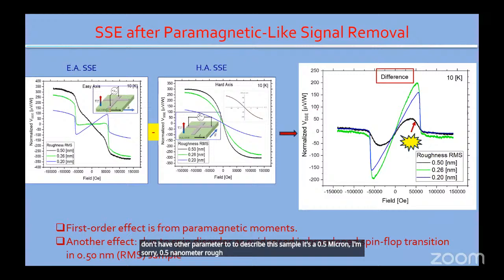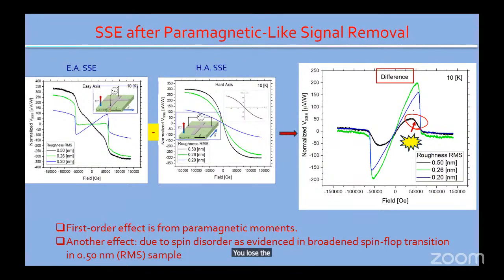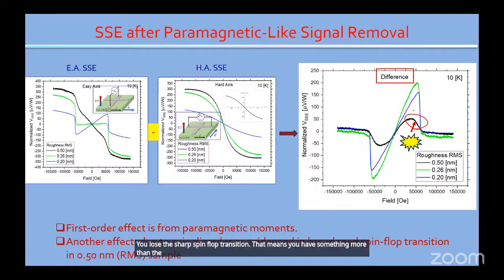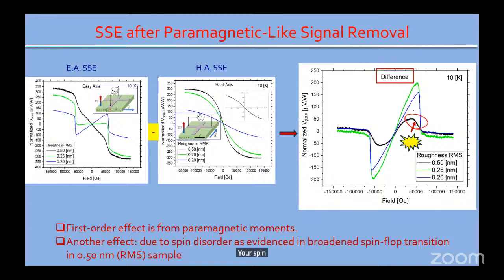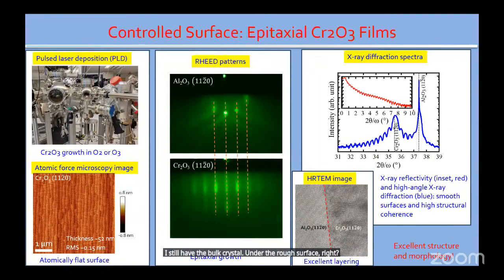So you see this one, what is strange about this, you lose the sharp spin flop transition. That means you have something more than the addition of the paramagnetic contribution, right? Your spin flop transition now is broadened. But on the other hand, I still have the bulk crystal under the rough surface, right? So this raises an interesting point.